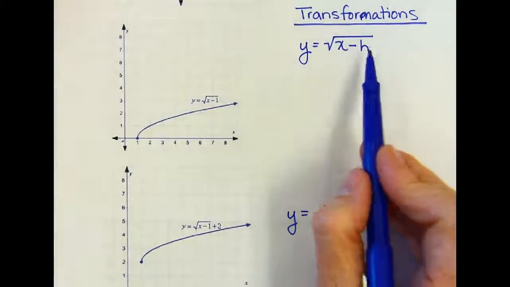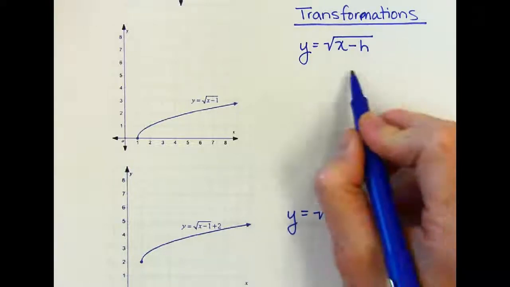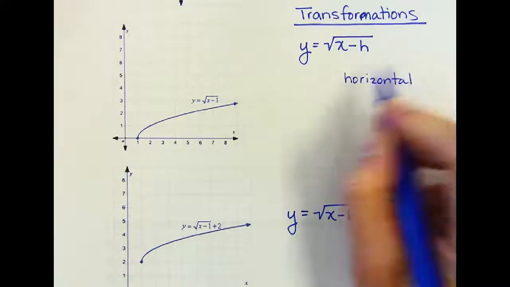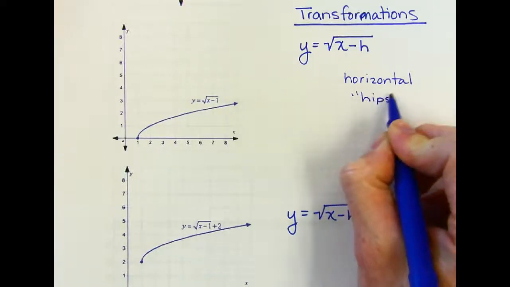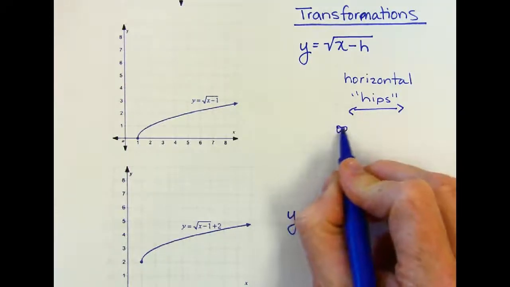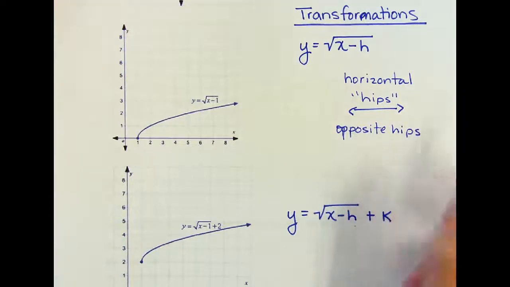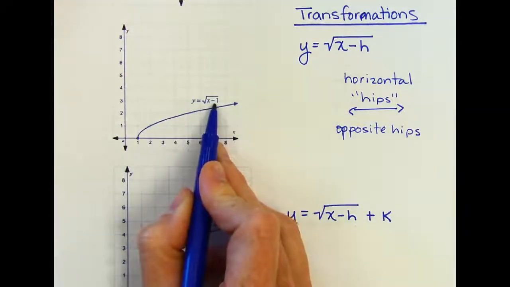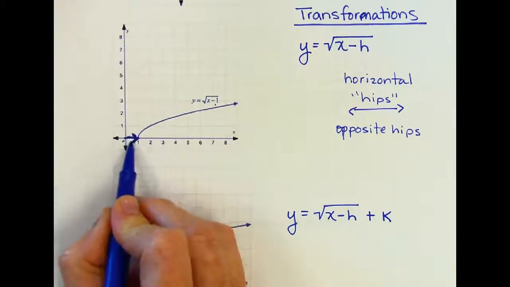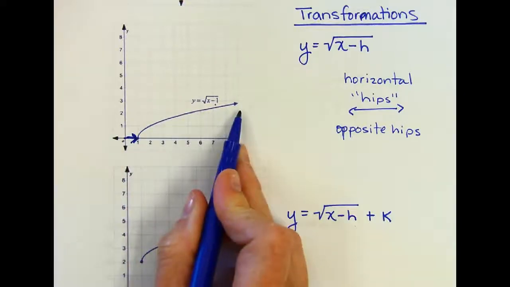We said when the h is under the radical, that is a horizontal movement, and we called that hips because the hips take you side to side, and we would say that you would do opposite hips. So in my example, I have a +1. So the only thing that it did with the parent graph is it moved it to the right 1 unit, and it's still the parent graph.